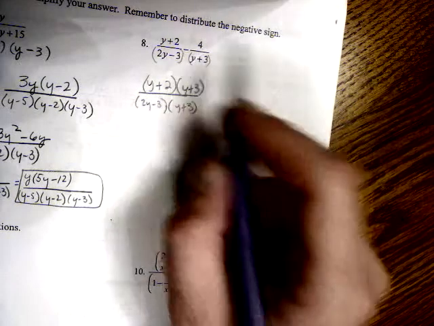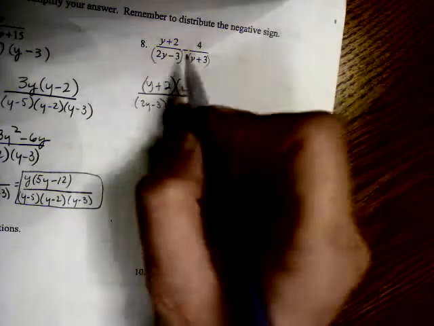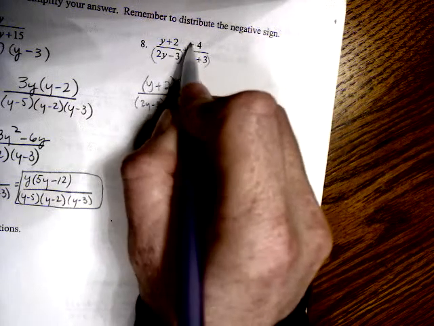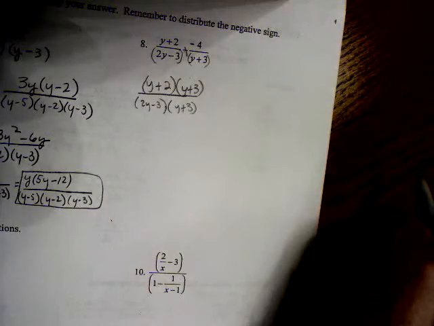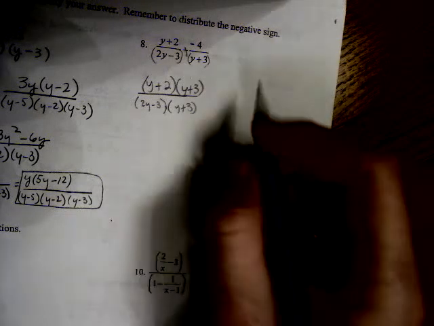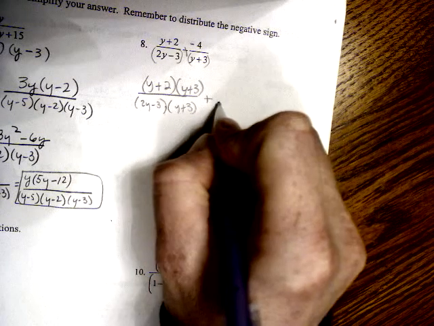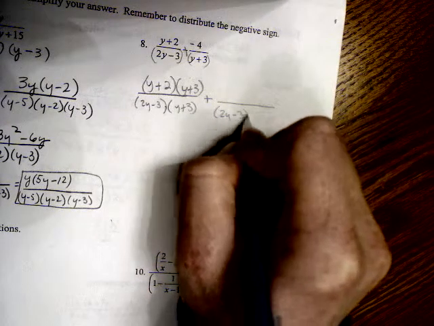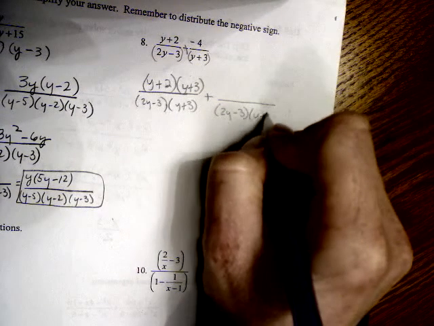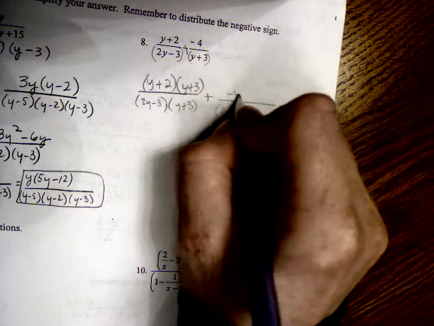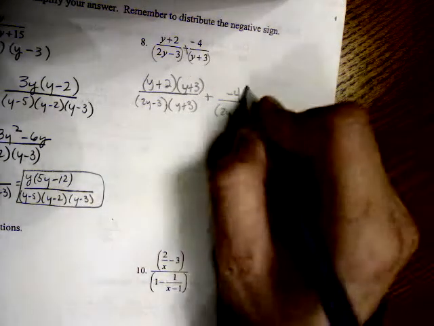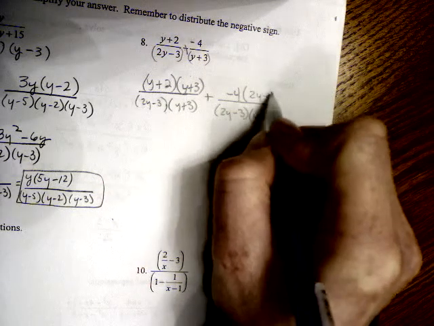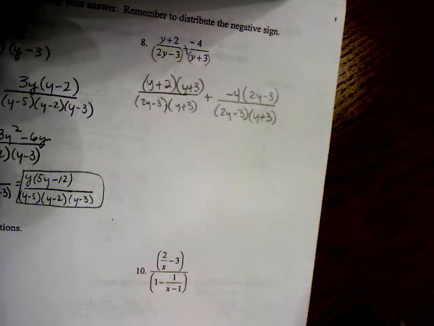And then since we're subtracting, I like to add the opposite, so we'll take this minus sign, turn it to a plus sign, and make the 4 negative. That way we will remember to distribute the negative sign. So plus, keep the same common denominator of 2y minus 3 times y plus 3, and the negative 4 stays in the numerator, and we will multiply that negative 4 by the 2y minus 3 that we multiplied the denominator by.